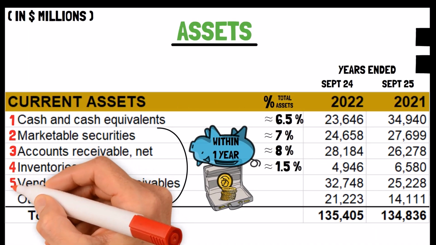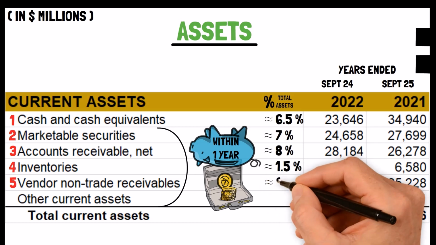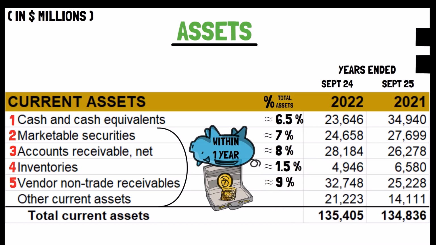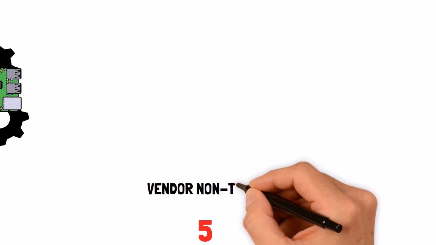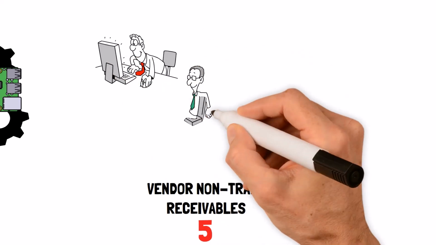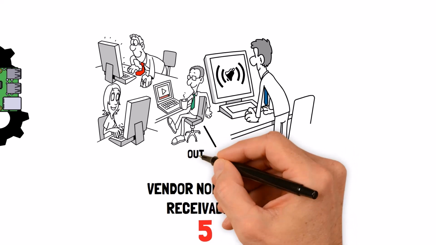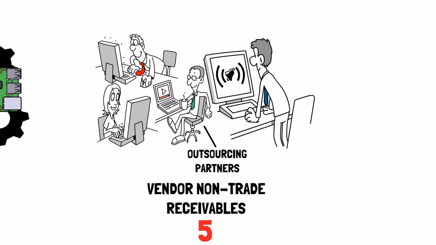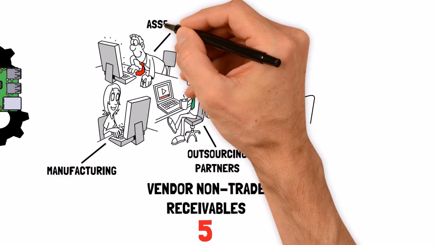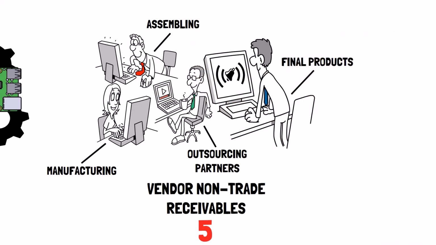The fifth current asset is the vendor non-trade receivables, which account for 9% of the total assets. Vendor non-trade receivables are amounts due for payment to an entity outside the normal customer's invoice. An example can be when outsourcing partners and vendors purchase components for manufacturing and assembly, used for companies' final products.